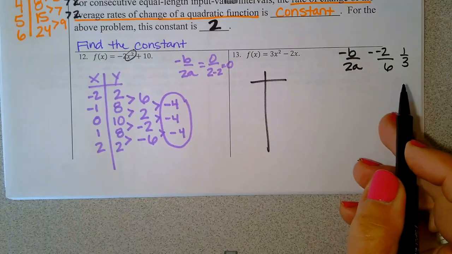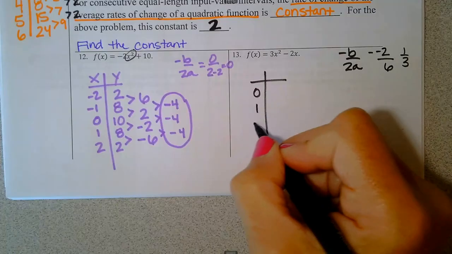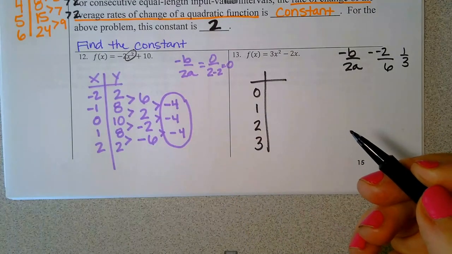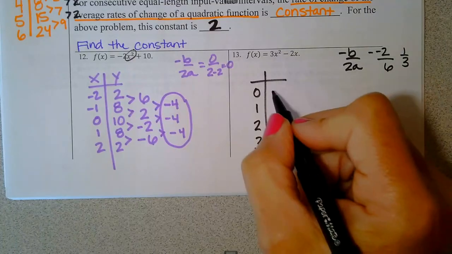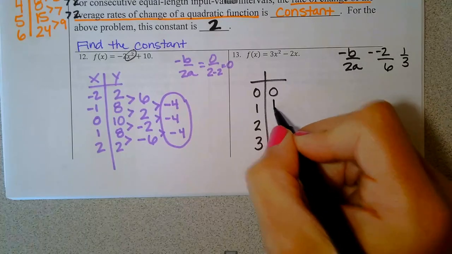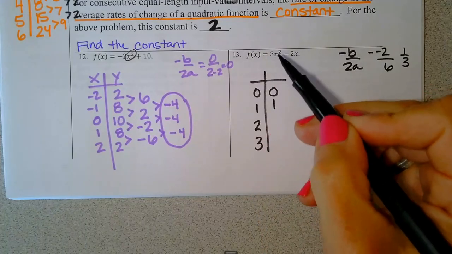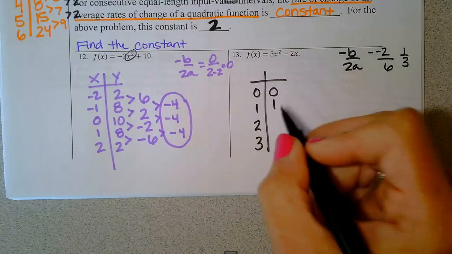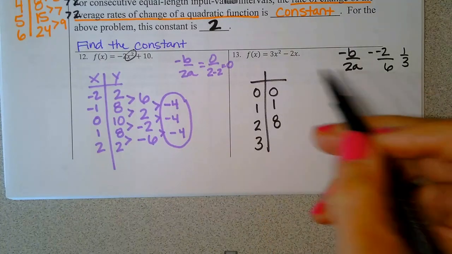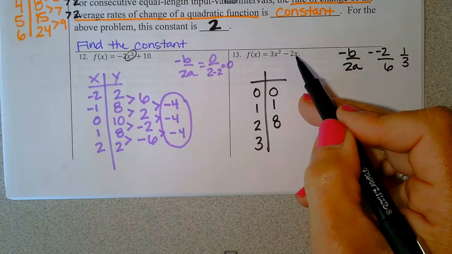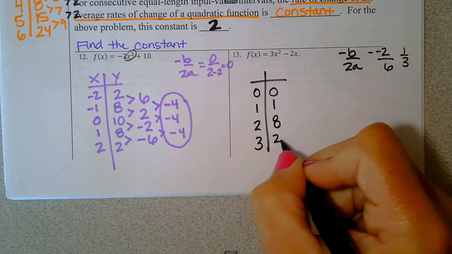So I am not doing 1/3 because that's ugly, right? So I'm just gonna go 0, 1, 2, 3. Still get the same answer, guys, it does not matter, you do not have to do fractions. 0 and 0 is 0, put 1 in, 1 squared times 3 is 3, minus 2 is 1. 2 squared is 4, times 3 is 12. 12 minus 4 is 8. 3 squared is 9, times 3 is 27, minus 6 is 21.